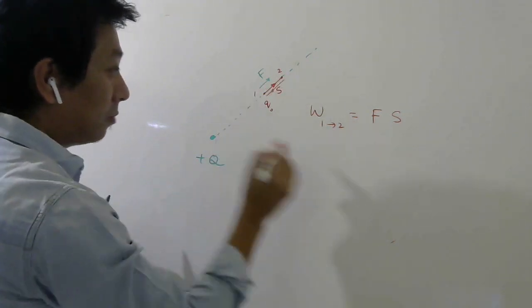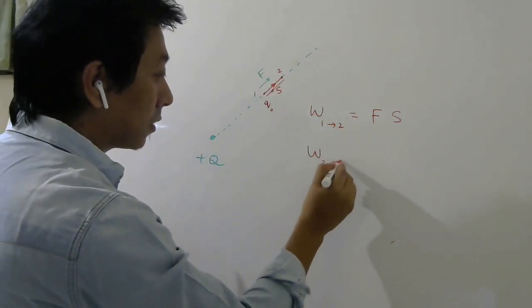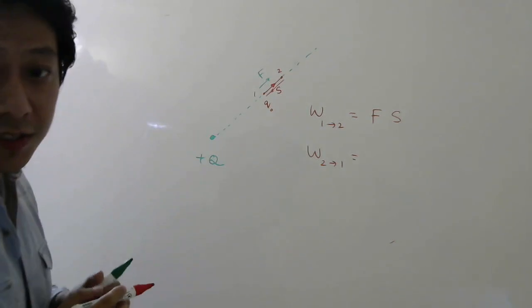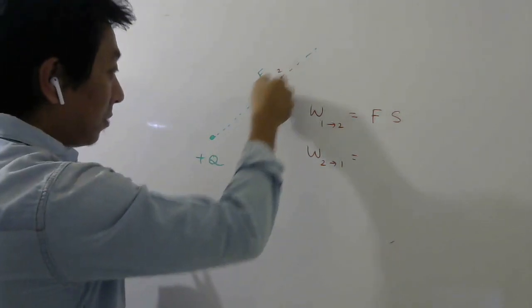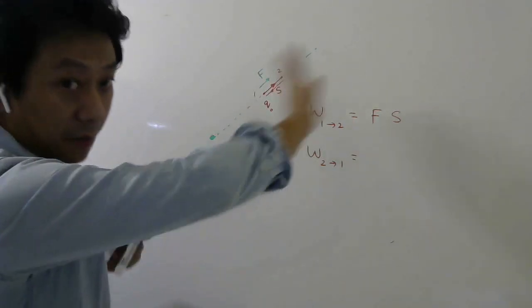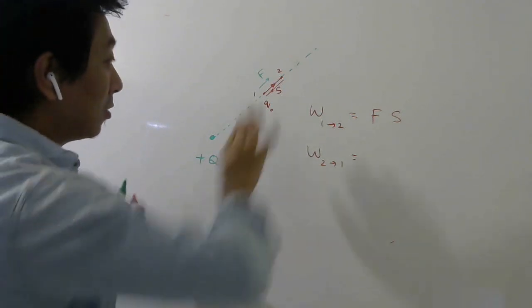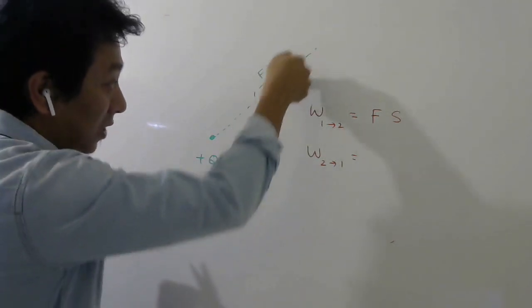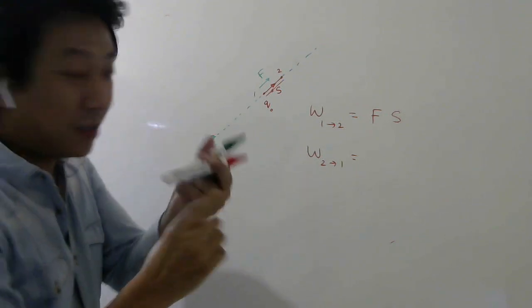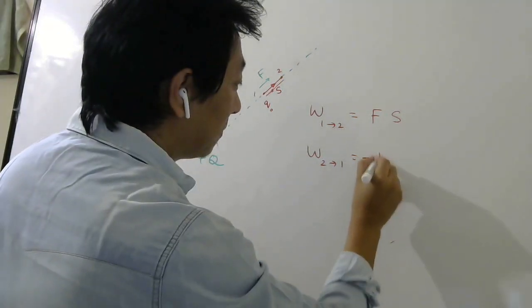Now you come back from 2 to 1. Does the direction of force change? No. Whether the charge is coming this way or that way, the force will be repulsive because both are like charges. So the force is still this side, but the displacement is now this side, 180 degrees. So work done will be negative.